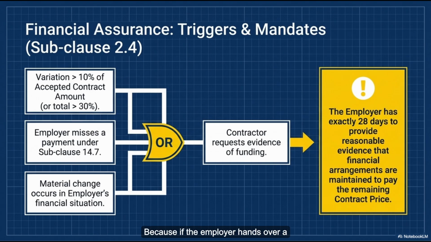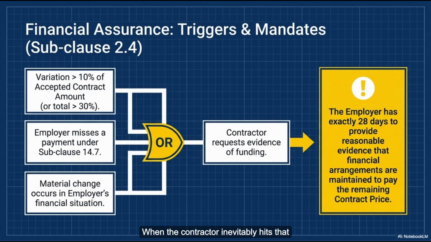Because if the employer hands over a geological survey, like 2 days before the bid is due, showing the site is built on unstable shale instead of solid granite, the contractor can't possibly calculate the true cost of the foundation. Exactly. And if the employer deliberately hides that data to keep the initial bids low, they will pay a severe premium later.